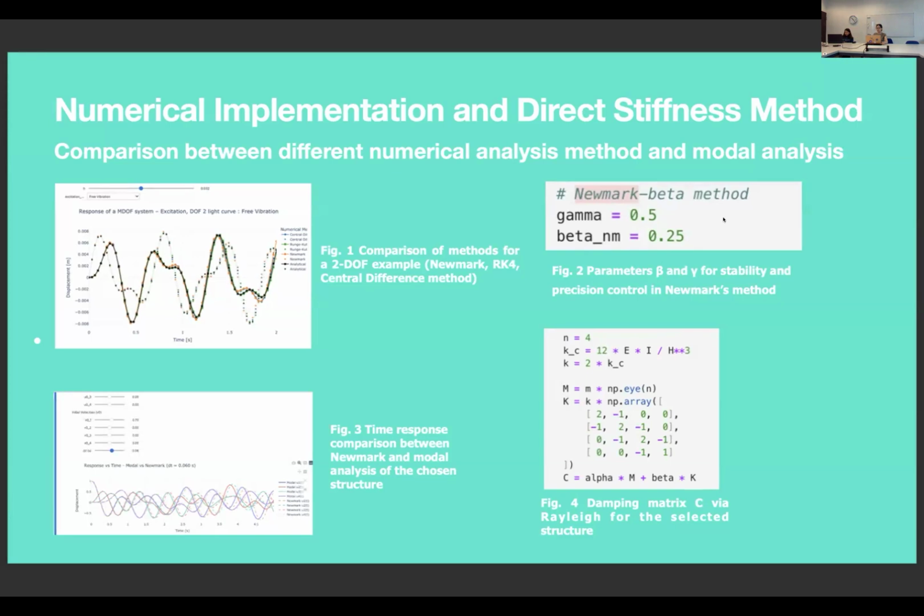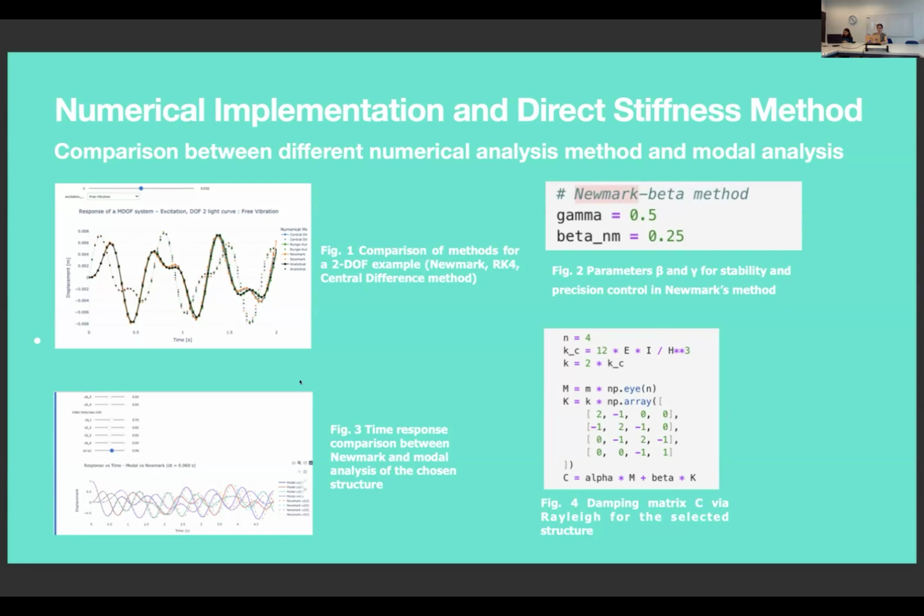These parameters are featuring the stability and precision of our numeric method. And then there is another part of this numerical implementation phase. It concerns the comparison between the numeric method, because it was the most efficient method that we compared, and the modal analysis method, but this time on the chosen structure.